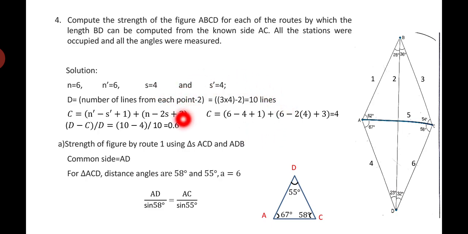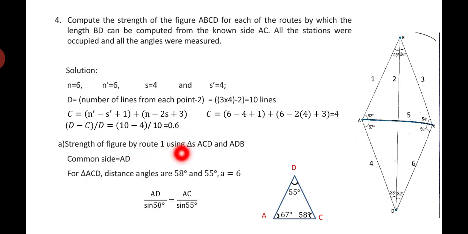So by taking all these things you can easily calculate. C is 4 here. D is the number of lines observed from both the points. That is 3 lines you can easily observe from 4 points, so 3 into 4 is 12, minus 2 is 10. So that 10 you can take here, and the R value is 0.6.